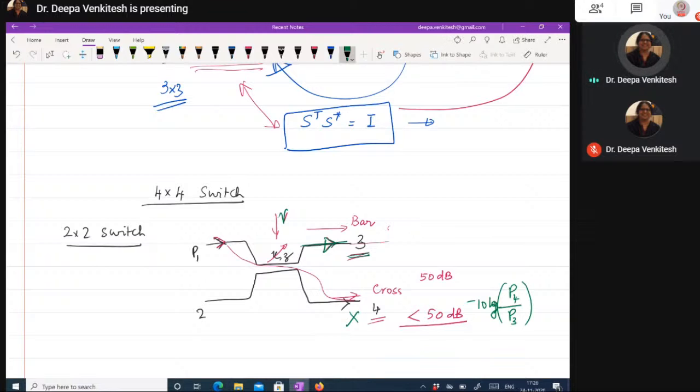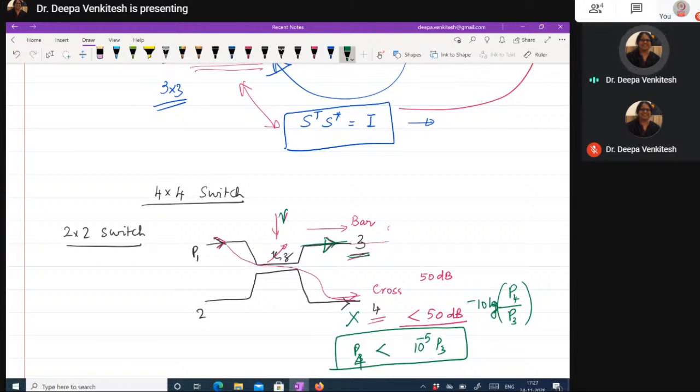Now, the question is, if I make a 4 by 4 switch using 16 such switches, and if each switch has a crosstalk of 50 dB, what is the overall crosstalk of the 4 by 4 switch? So the answer is actually quite straightforward. As we discussed, this being less than 50 dB means 10 power minus 5. P4 is less than 10 power minus 5 times P3. That's what this means, right? 50 dB.